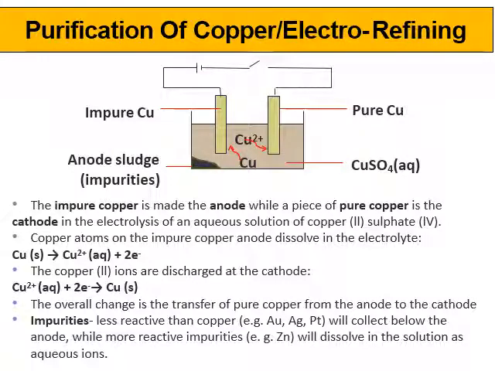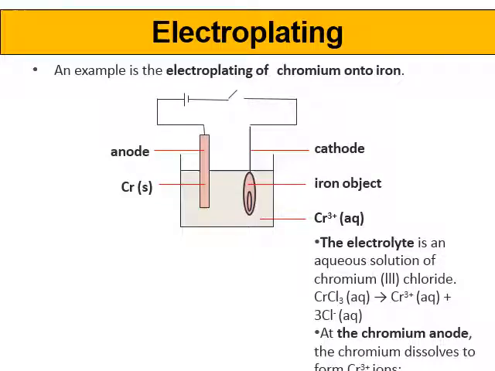In purification, for example, we want to purify this impure one. We have two electrodes, pure and impure copper. Okay, so what happens? This impure copper can be purified by using pure copper. Alright, the impure copper is made the anode, while the piece of pure copper is the cathode. So the reaction with copper happens here, a process of displacement of this one to this one. Okay, right. So the overall change is transfer of pure copper from the anode to the cathode. The impurity will be less reactive than copper. Right. Any question, you can always come back.